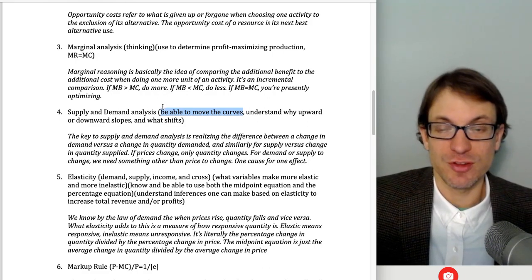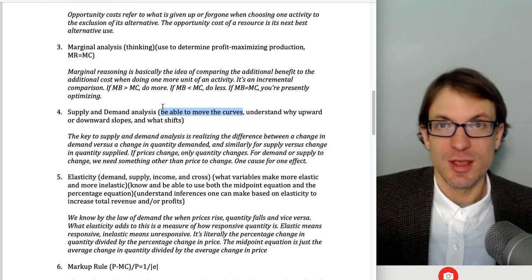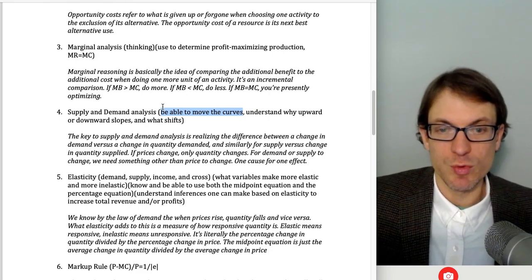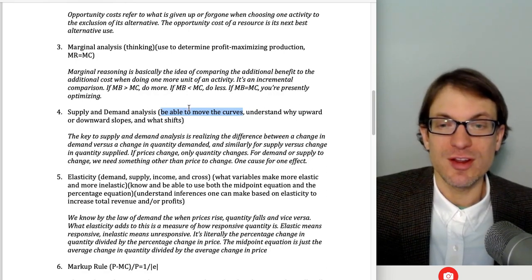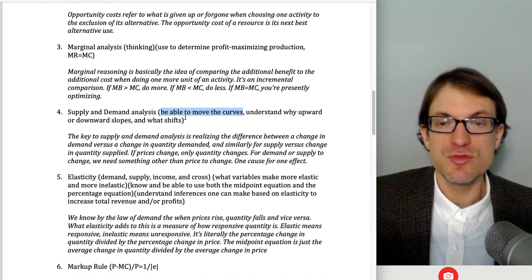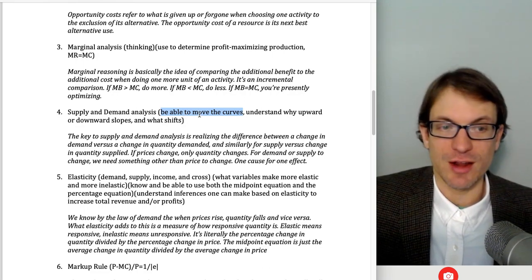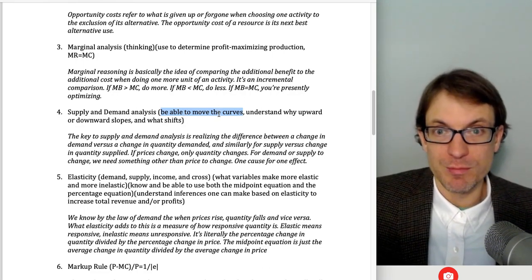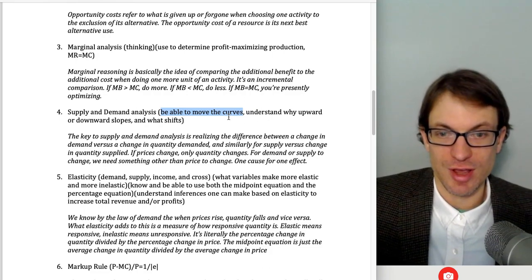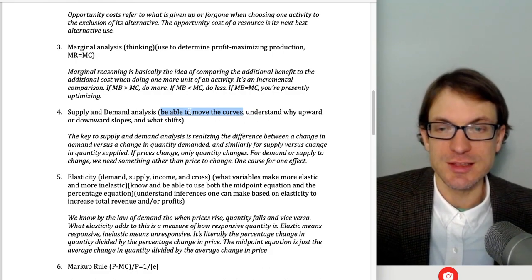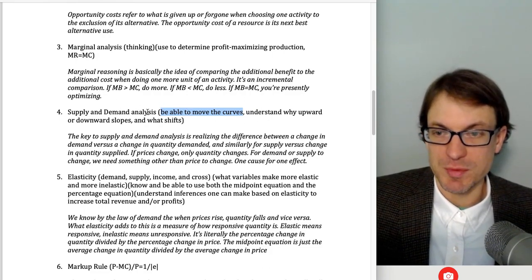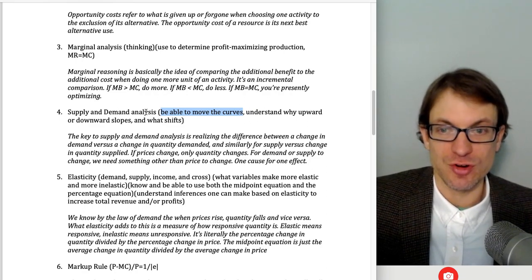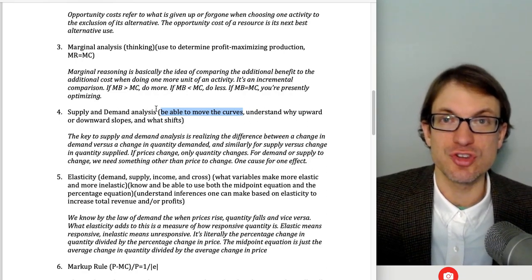That's not a shift. It's a movement along a curve. If the price changes, the amount sellers are willing and able to bring to the market changes. So if the price changes, the quantity supplied changes. That's a movement up or down the supply curve, not a shift. If something other than price changes, now you can get a shift. And so you want to think about listing our determinants of supply and demand, the things that could change and could actually shift the curve.